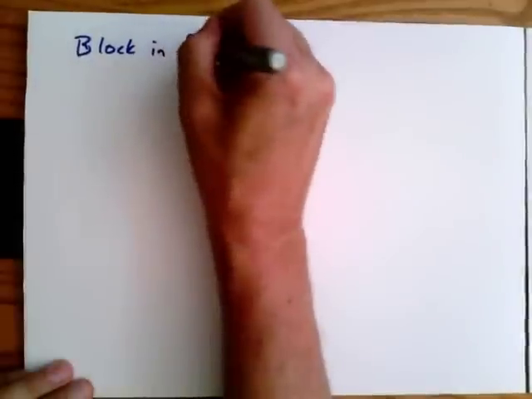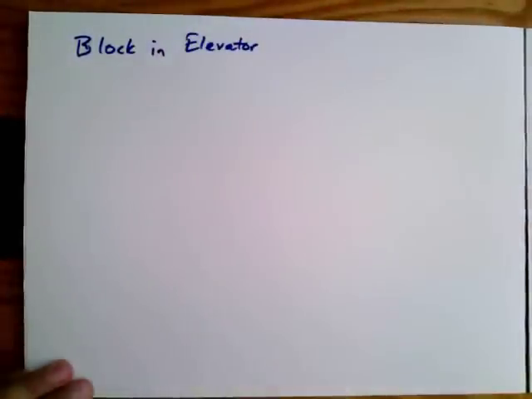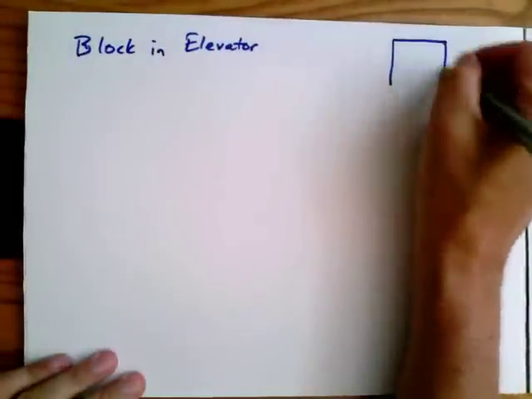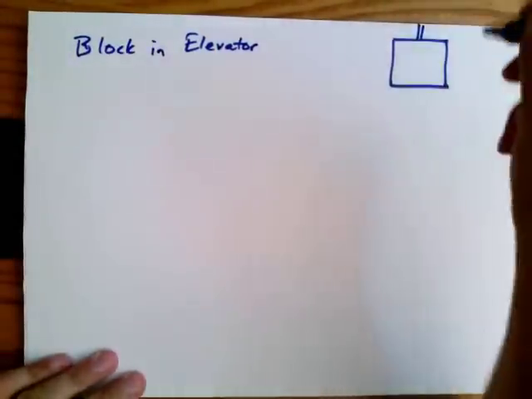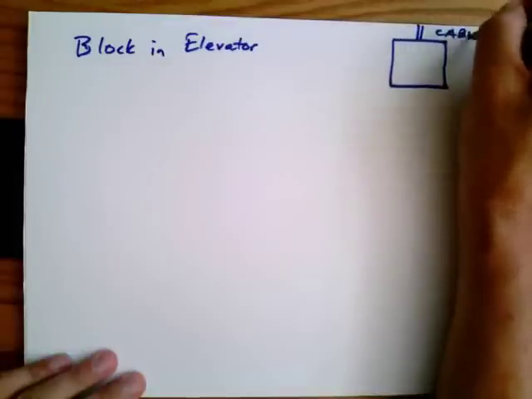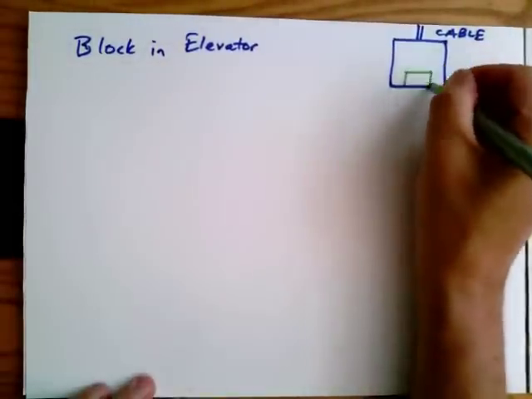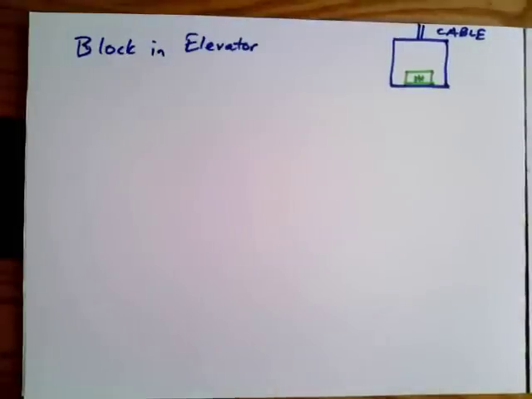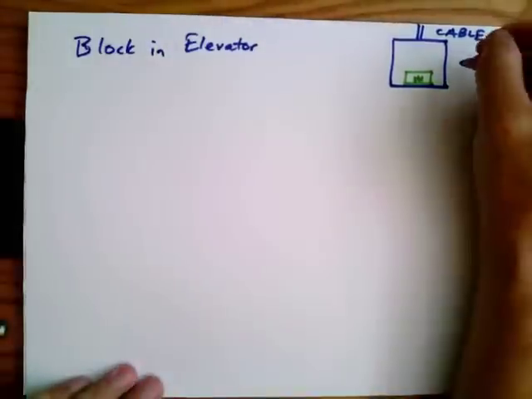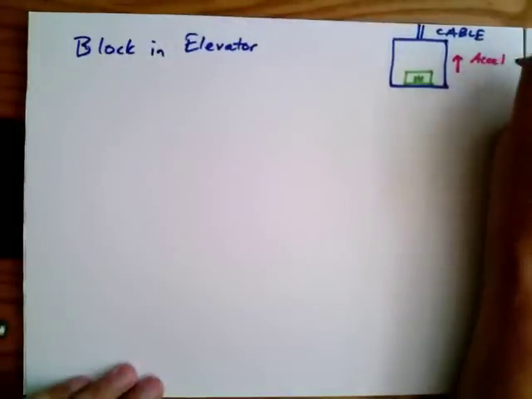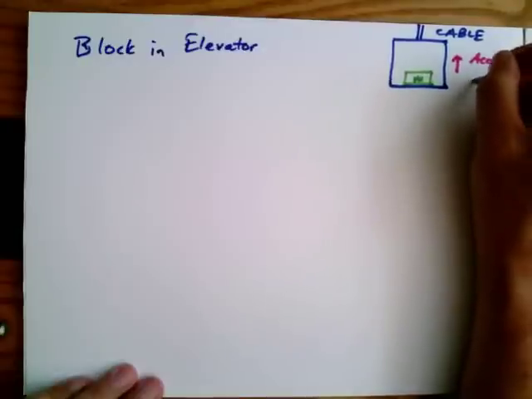Now let's contend with a different problem. Same steps, but now we have a block and an elevator. Instead of sitting on a table at rest, the block will be inside an elevator. There's an elevator with a cable on top of it. And there will be a block of mass m that we'll put in here, sitting on the floor of the elevator. And in this case, the elevator is accelerating upward at a given acceleration, which we will call a.